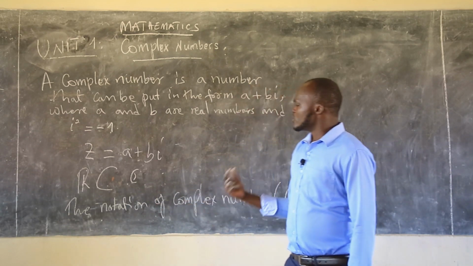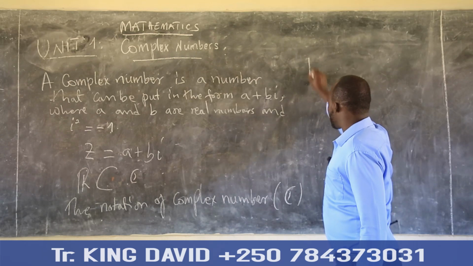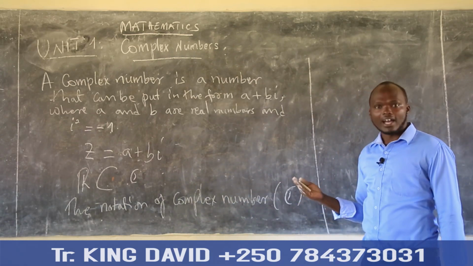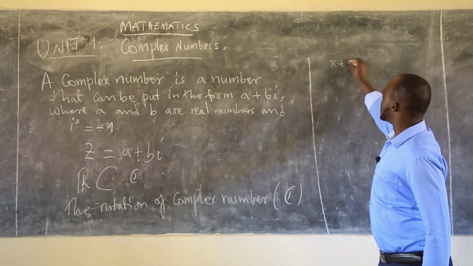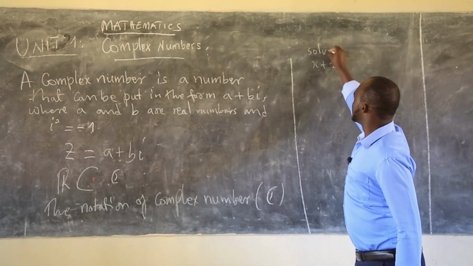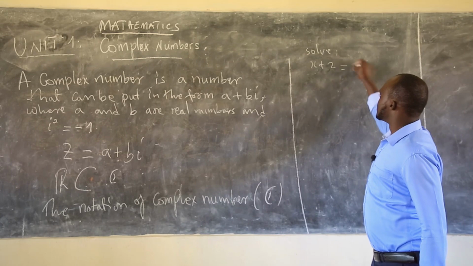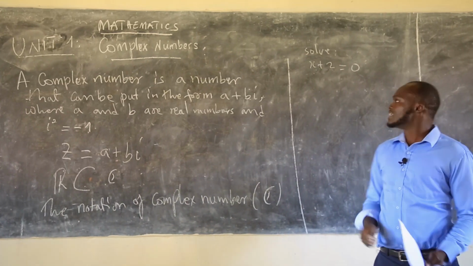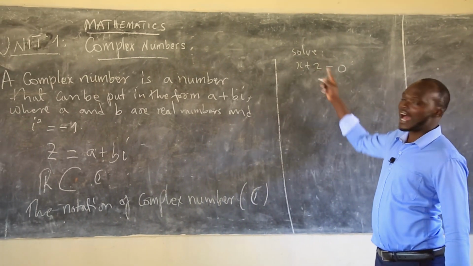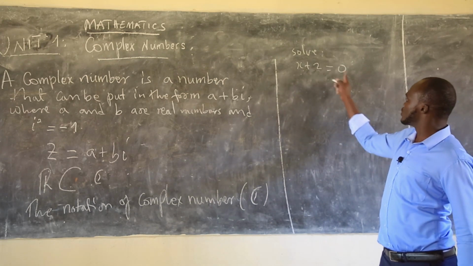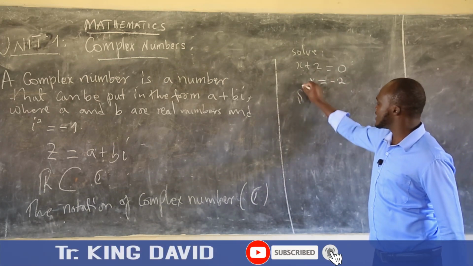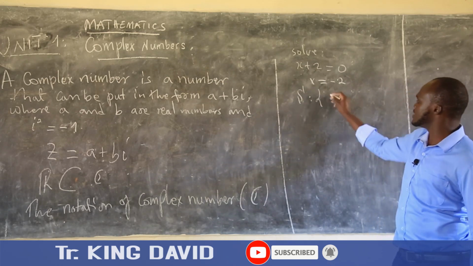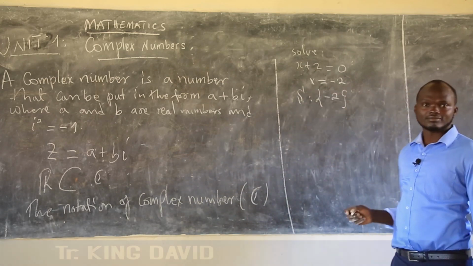So now, you know, in the set of real numbers, when you're solving a question, for example, I have x plus 2. Solve x plus 2 equal to 0. How can you solve that in the set of real numbers? x plus 2 equal to 0. So it means that x will be equal to negative 2. So our set is, the value of x is negative 2.